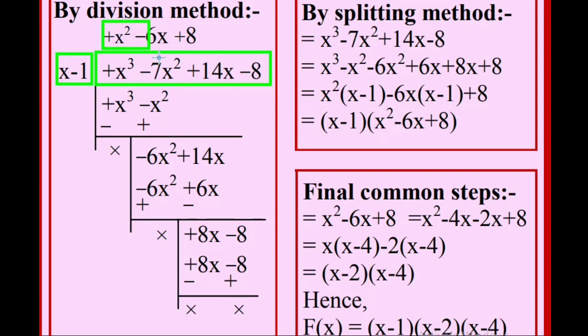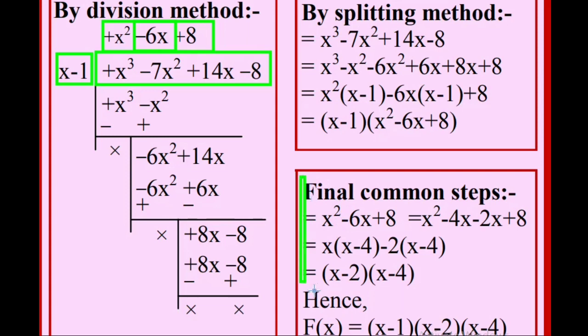minus 6x plus 8. Now this x squared minus 6x plus 8 we factorize, and this simple factorization of a trinomial can easily be done by splitting the middle term, which you have done in lower classes 7, 8 and 9. The process you know, so that process I am not explaining here. I am simply factorizing it. So in the last block you see the final common steps.